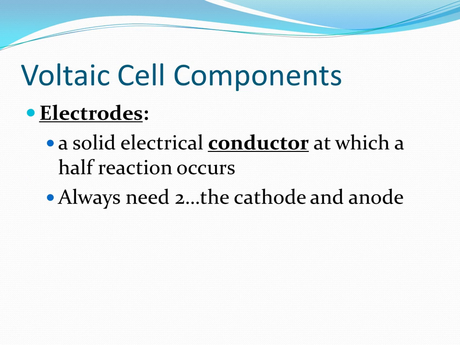Each half cell will have an electrode that sticks out of it. The electrode is a solid electrical conductor. The half reactions in each half cell actually occur at the electrodes. Every voltaic cell needs two electrodes, one in each half cell.